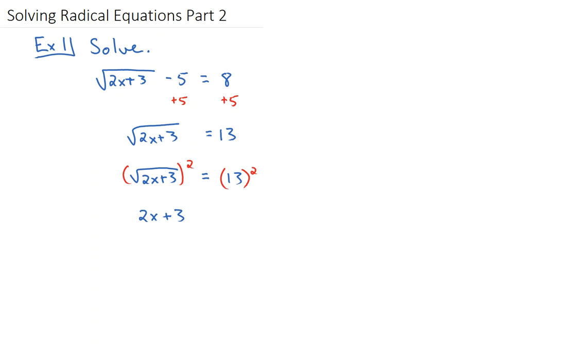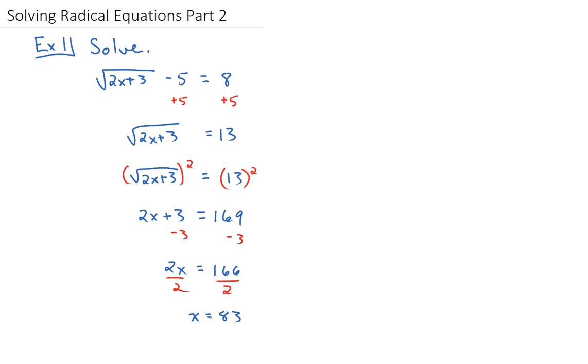13 squared is 169. So then once we eliminate the radical piece here, what we're dealing with is a linear equation. So I just need to subtract 3 from both sides and then divide by 2. When I subtract 3 from both sides, I get that 2x equals 166. And when I divide by 2, I get that x equals 83.